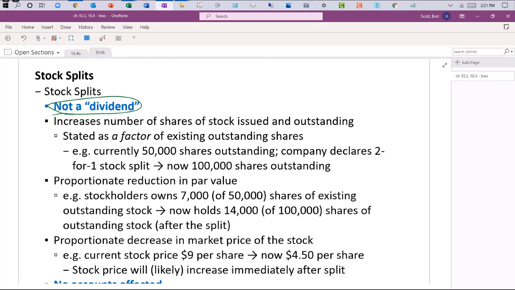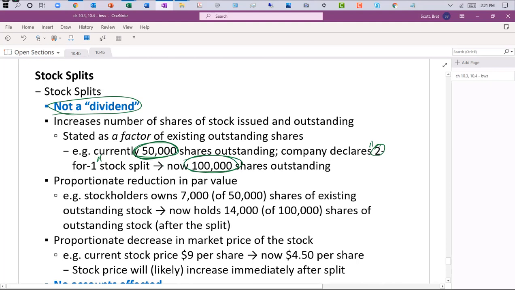Or essentially another way of looking at it is double them or triple them. So the case where we have 50,000 shares outstanding and the company declares a 2-for-1 stock split, that means if you own one share, that one share now equals 2 shares. So a 2-for-1 is doubling, a 3-for-1 is tripling, and so on and so forth. We had 50,000 shares. Now we have 100,000 shares outstanding.